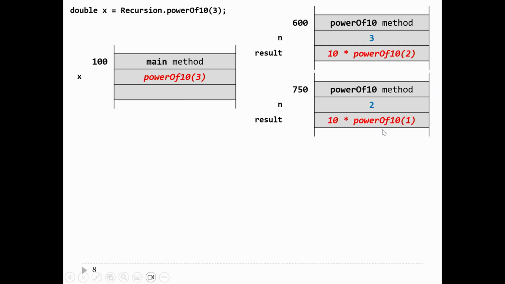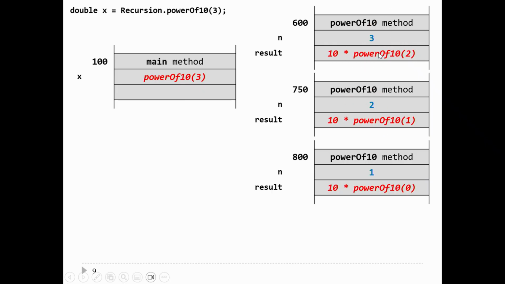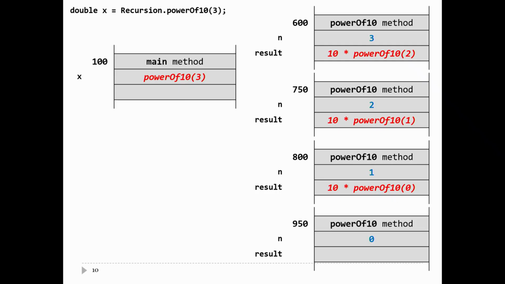And again, this version of power of 10 does not run here. It runs in a new instance of the method. So now when n is 1, we're going to recursively call 10 to the power 0. So a new instance of the method appears. And now we're in a base case. If n is 0, we know the answer is 1. So the result we can now scribble in as 1.